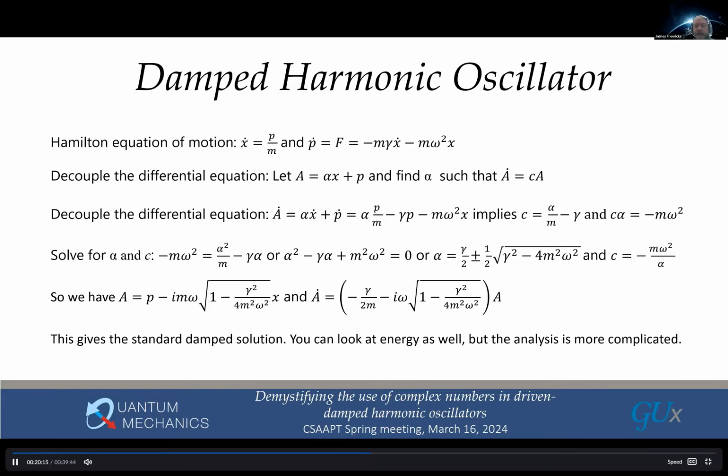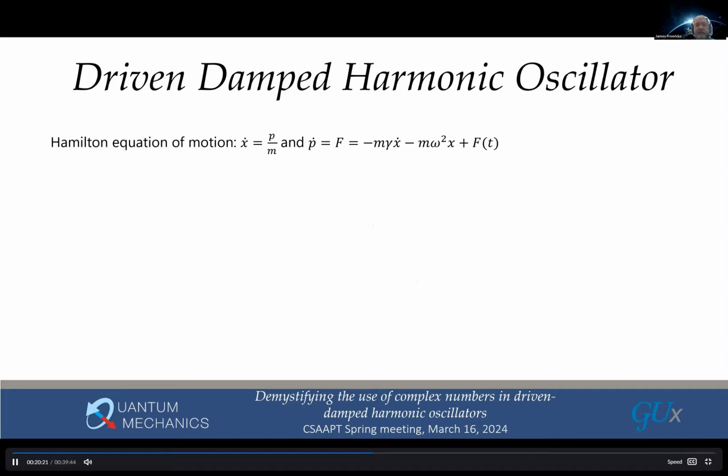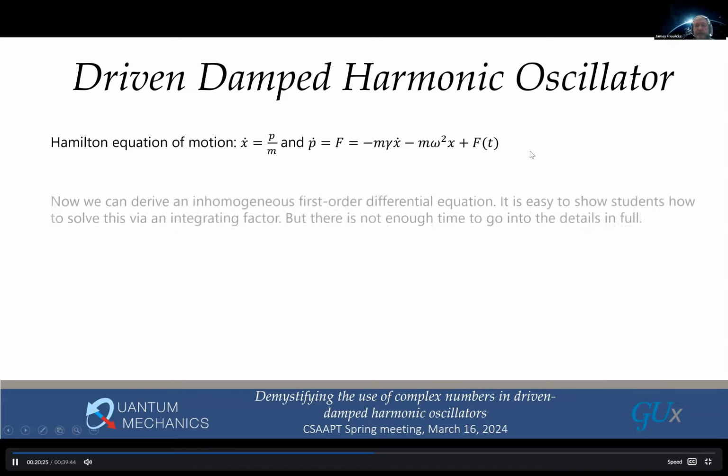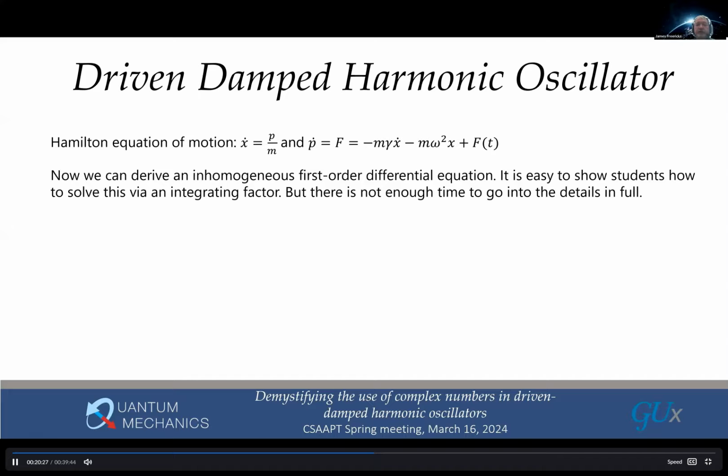And everything works out exactly the way that you know that it does. For the driven damped harmonic oscillator, we now have an extra term that's an f of t. That makes this into an inhomogeneous first order differential equation. And it's easy to show how you can solve this inhomogeneous differential equation by using an integrating factor. In this particular talk, I'm not going to have enough time to go into those details in full.